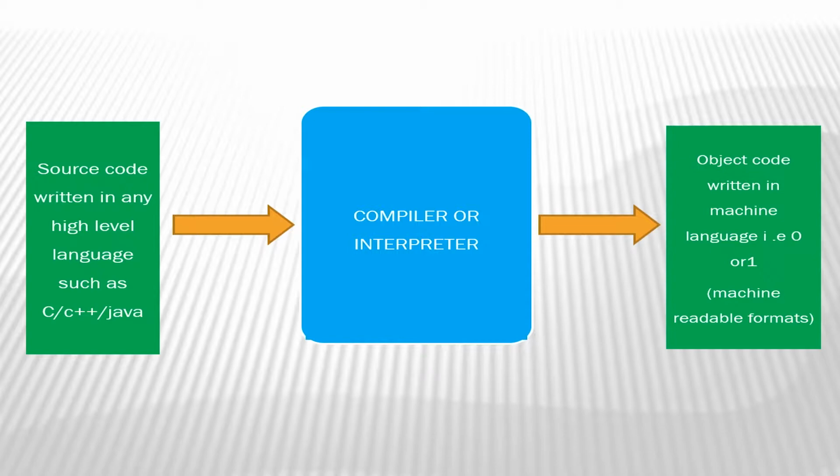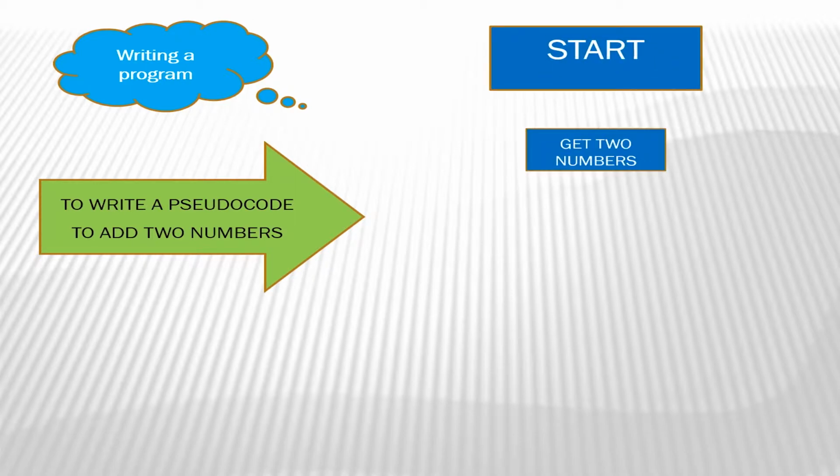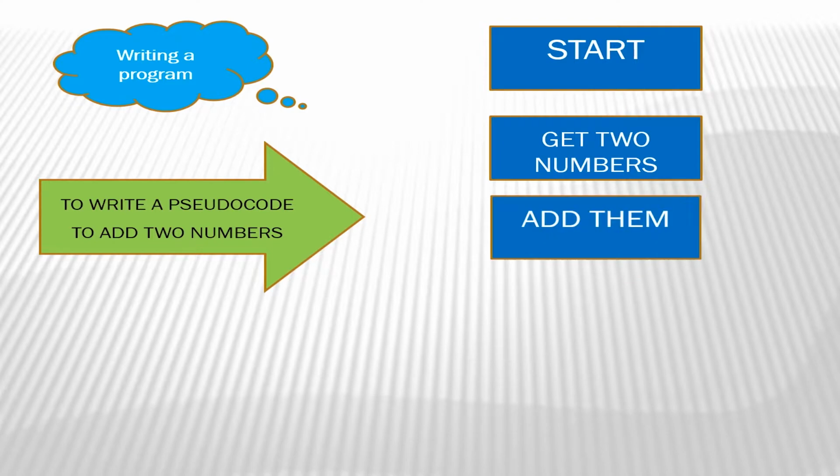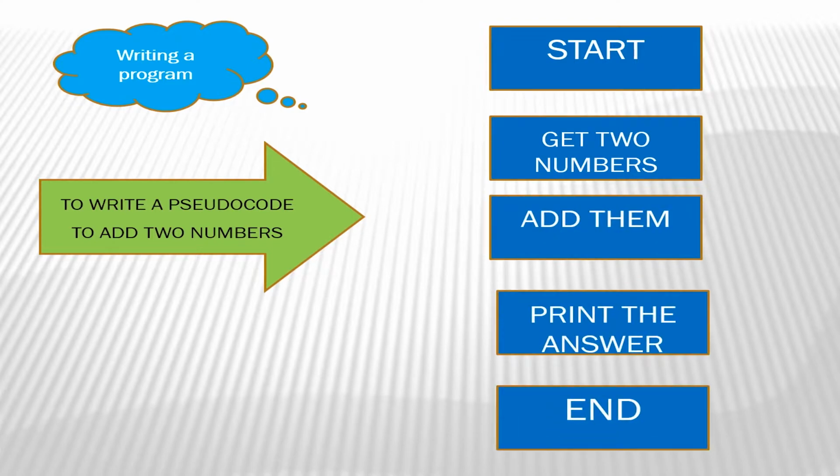task systematically and in what sequential order, then write a pseudocode for it. For example, when writing a program to add two numbers, we can write it as follows: start, get two numbers, add them, print the answer, end.